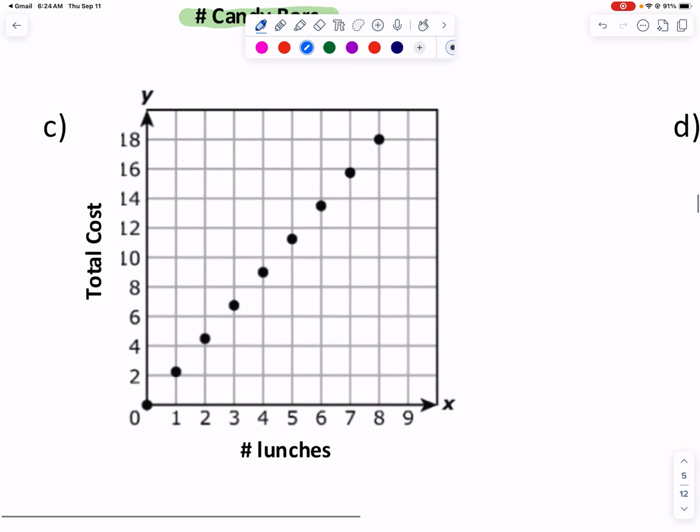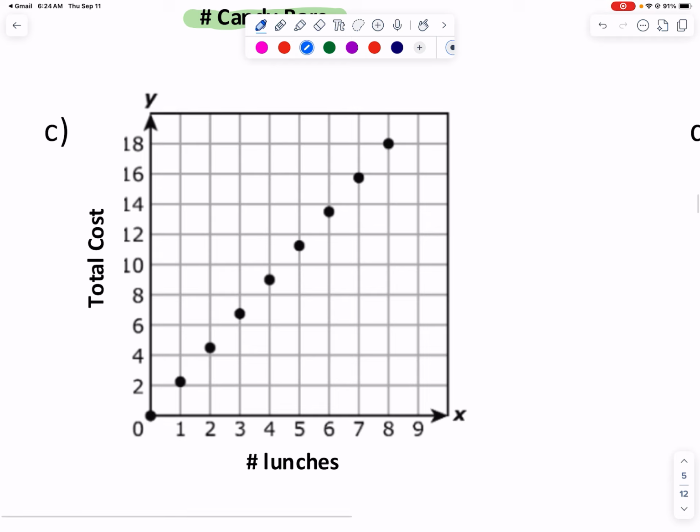All right, problem C. Again, we're going to read our graph. We're going to look at what's on the x-axis, what's on the y-axis. So on our x-axis, we have the number of lunches. On the y-axis, we have the total cost. So let's write down what we're comparing here. We're going to get the ratio of y to x, which in this problem is the cost. I'll just put dollars for cost to lunches. We're getting the ratio of the cost per lunch.